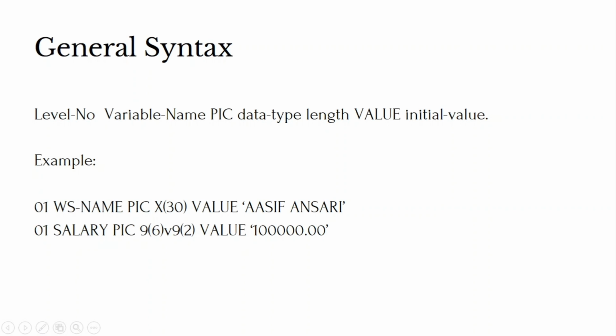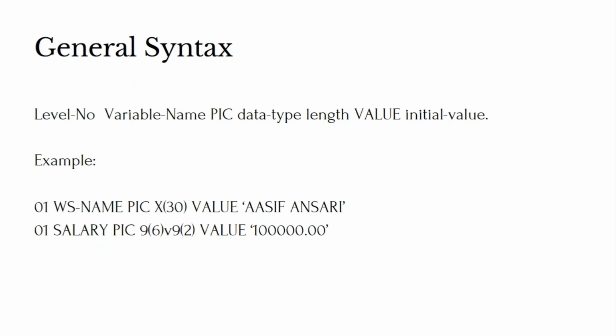If you see the second example, 01 is the level number, SALARY, PIC clause, 9(6)V9(2). That means the variable is numeric, and the value we have given is 1,00,000. So if you see 9(6), V is an assumed decimal.